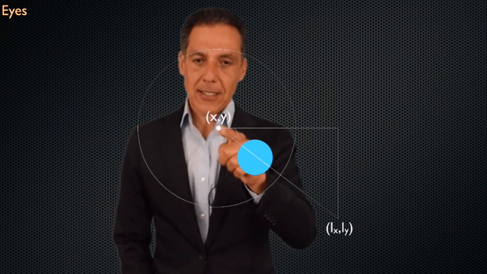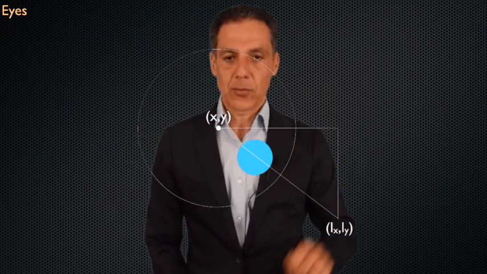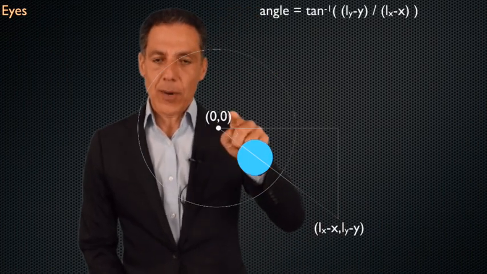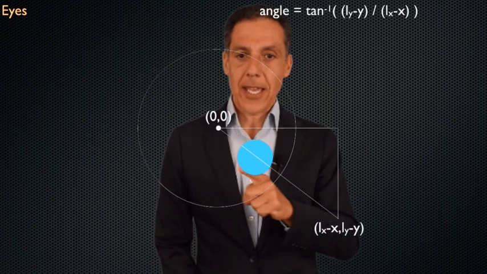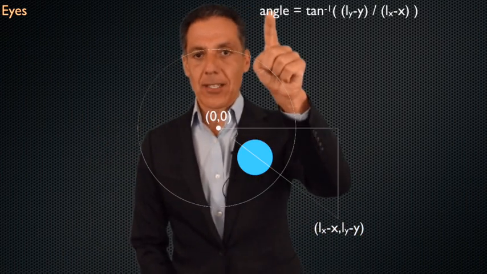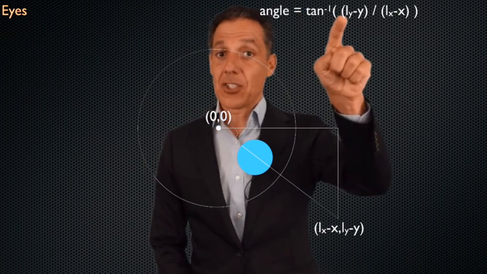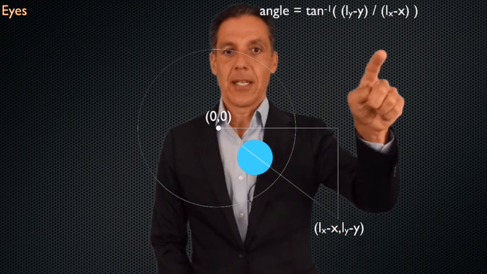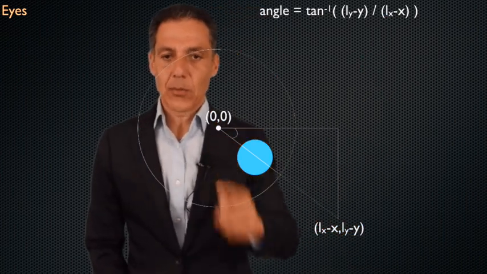So let's draw a right triangle. Again, I've got the line connecting the center of the circle with the point I want to look at, and I've drawn a right triangle right here. Good. And let me remind you that that angle right there, which of course is what is going to be specified, is the arctan of the change in y over the change in x. So that angle right here is the arctangent, or the inverse tan, of the change in y, so that's ly minus y, divided by lx minus x. And that gives me that angle right there.